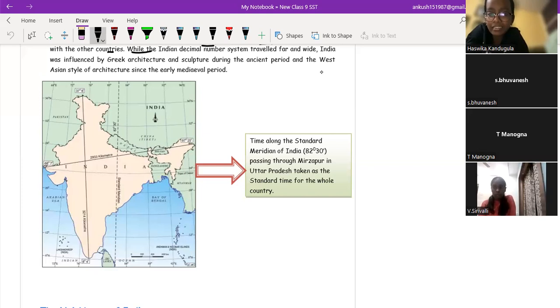Suppose I have to catch my train, so I would say no, in Arunachal Pradesh it is yet to be there, and I am ready here in Gujarat. So there would be such kind of chaos. To avoid such kind of chaos, we have taken the standard meridian time.